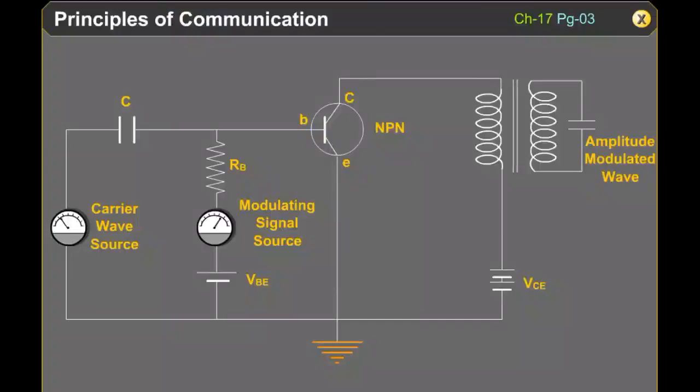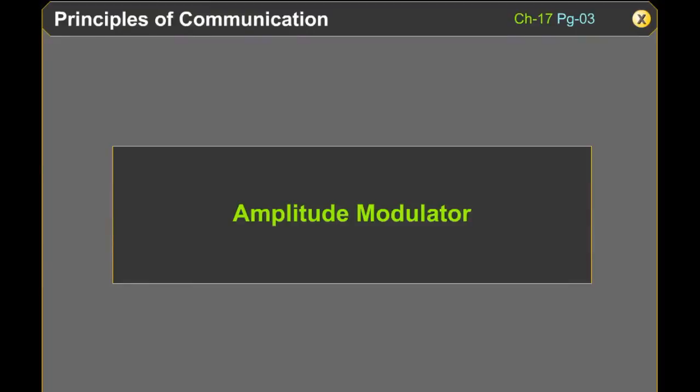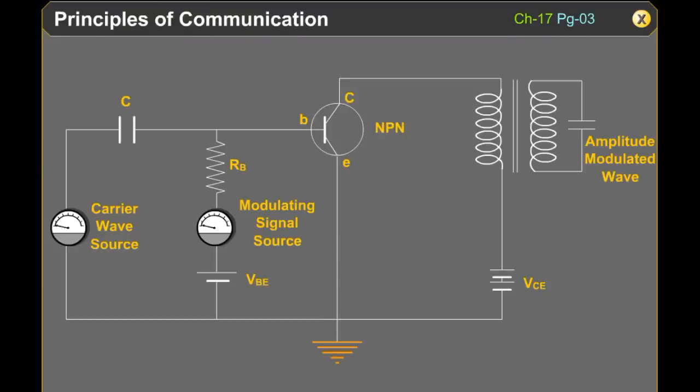Amplitude modulator. It is essentially the common emitter amplifier for the carrier wave signals. The base biasing voltage is the sum of DC and the modulating signal. The output voltage will be a carrier wave varying in amplitude in accordance with the biasing voltage. This is the amplitude modulated wave.